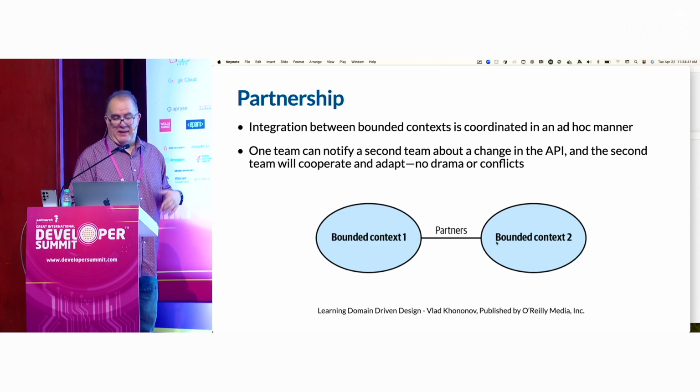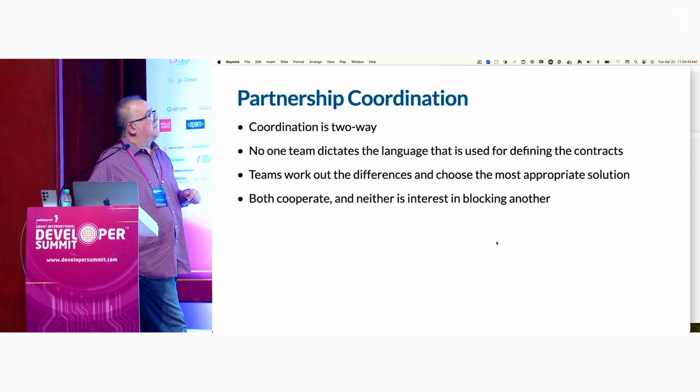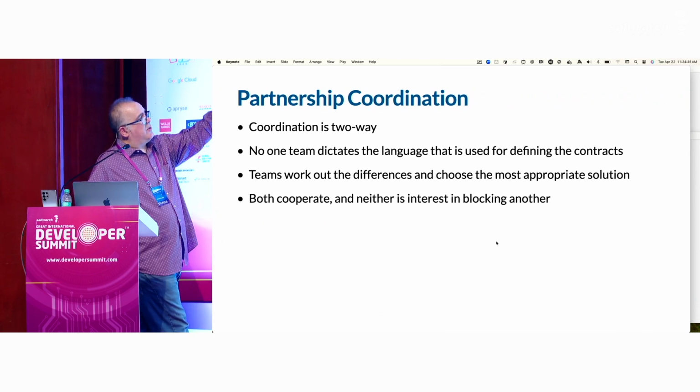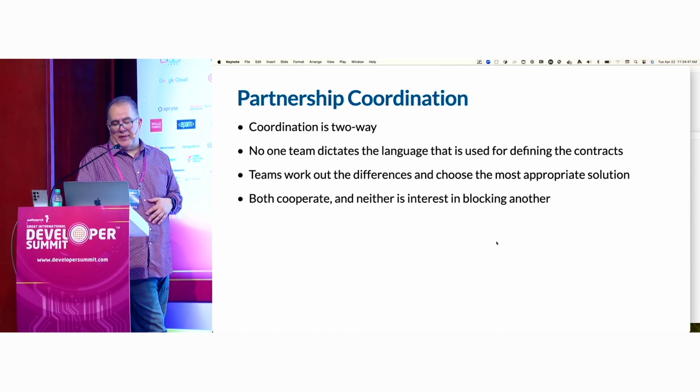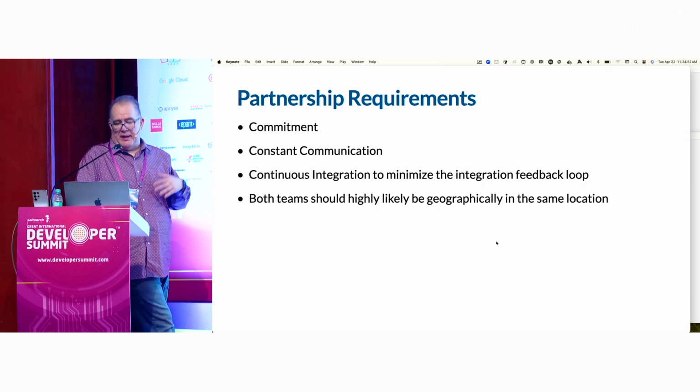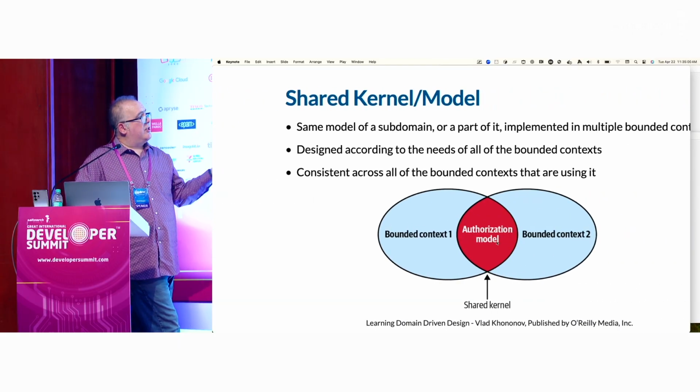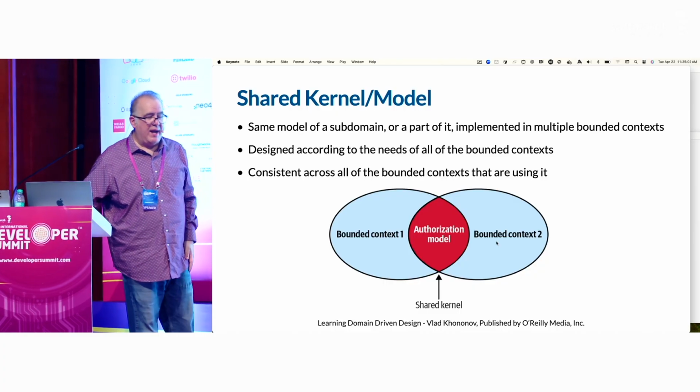That's the way they're going to be linked up with each other, okay? So there's no interest in blocking each other for that. So that's a partnership. Commitment, continuous integration. Teams are both geographically in the same location. So that's just a relationship that two bounded contexts have.